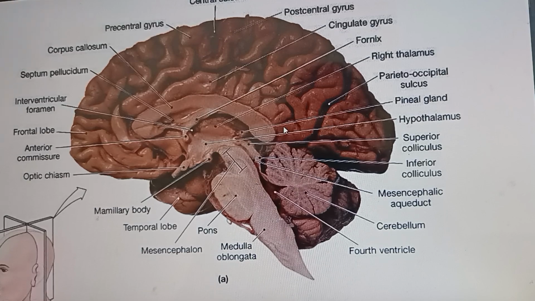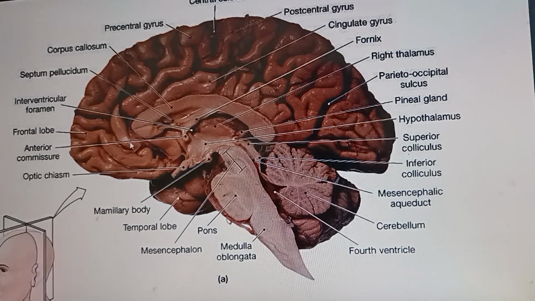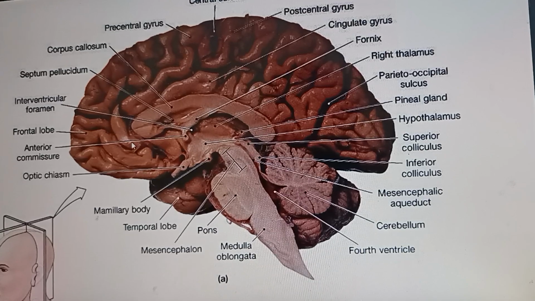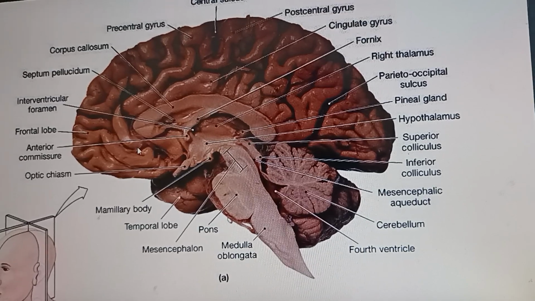Now another important area is called the cingulate gyrus. This is the corpus callosum. The gyrus just above the corpus callosum is called the cingulate gyrus. So that is the cingulate gyrus. These are the few major things you can follow by viewing the medial surface of the cerebrum. Thank you.